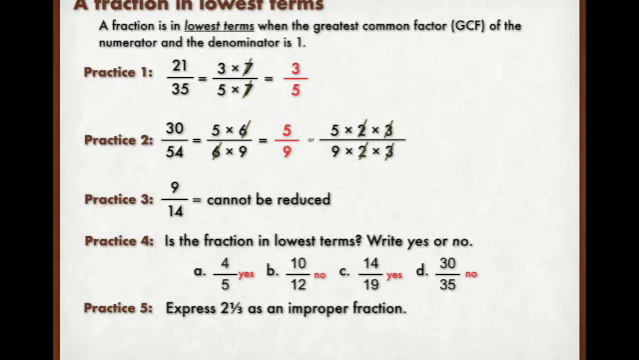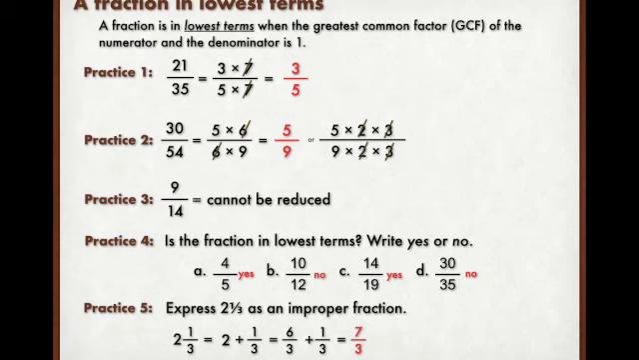Okay, practice 5. Express 2 1/3 as an improper fraction. So basically what we're looking at here is, since we're looking at 1/3, if we had 1, it would be 3 over 3. Now we have 2 ones, so 3 over 3 plus 3 over 3 is 6 over 3, plus 1/3, that would give us 7/3.